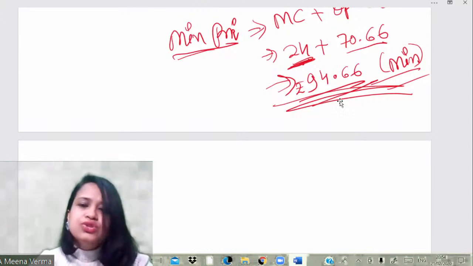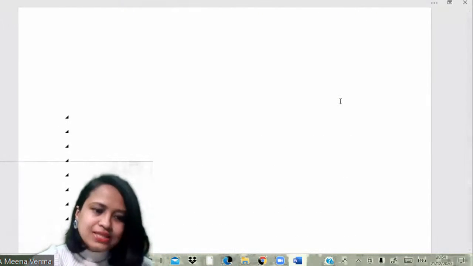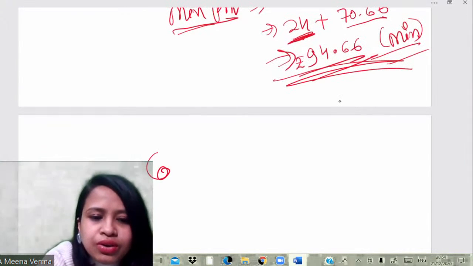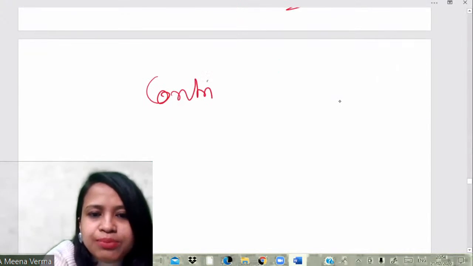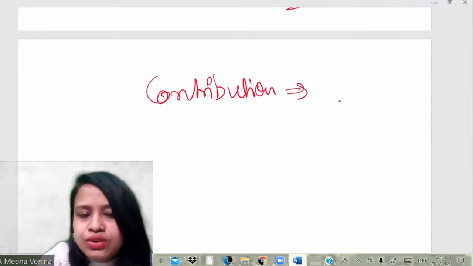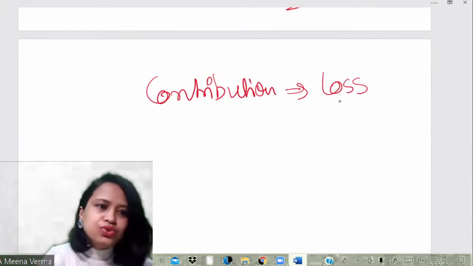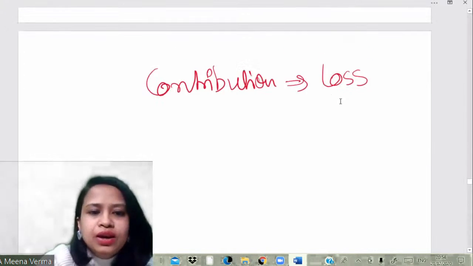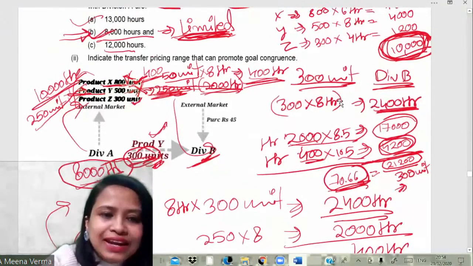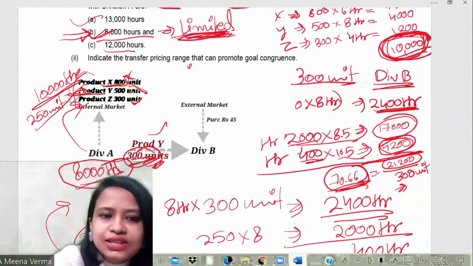Okay, you have not understood the opportunity cost. Let me revise that again. See, what is the opportunity cost? The contribution which you are losing. Okay? The contribution which you are losing. See, you can see here how many units you can produce with 8,000 hours. Let me revise everything. If you didn't understand, let me revise it.